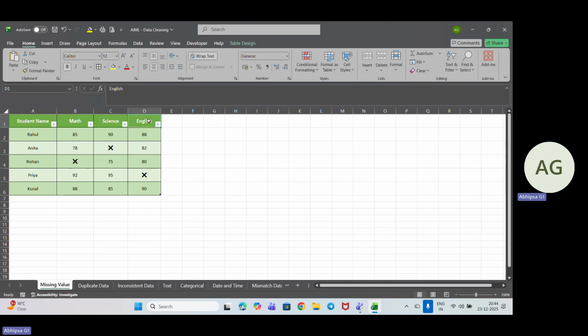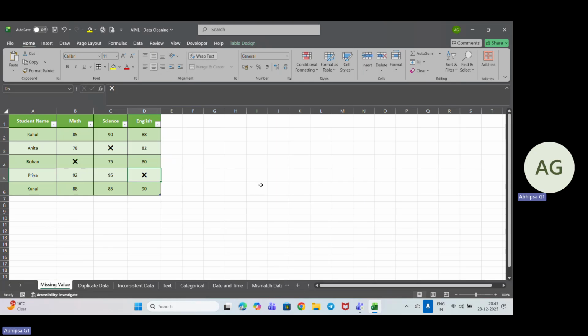Okay. So what is this missing data? Missing data means the information that is not written, or the value is empty or blank. So you can see these places are empty. To highlight it, I have used this cross symbol so that it can be easily identified that these areas are missing. Okay, so here we need to find the missing data for Anita's science marks, for Rohan's math marks, for Priya's English marks.